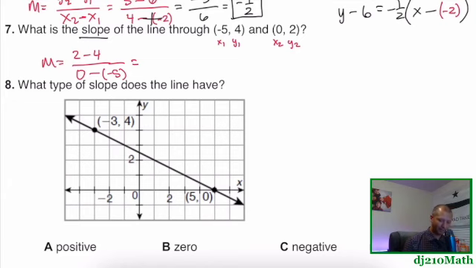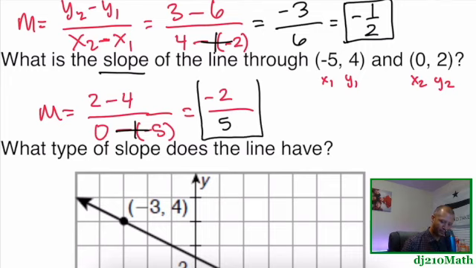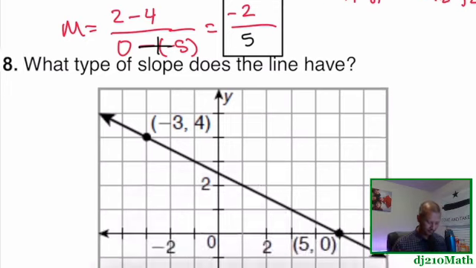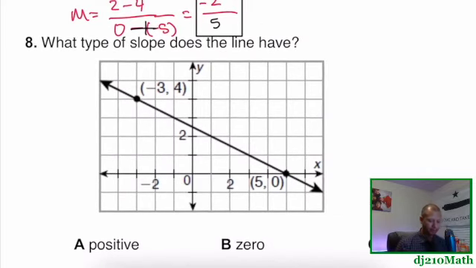Okay, simplifying the top. 2 minus 4 is -2. 0 minus -5, so that means plus. 0 plus 5 is just 5. So what is the slope? The slope is -2/5. That's nice.